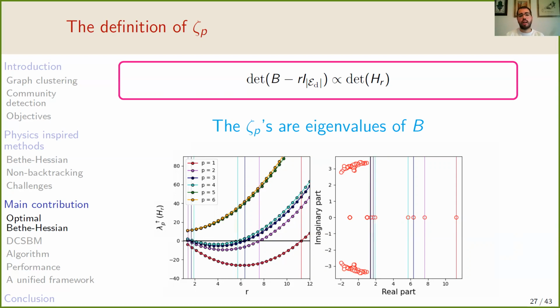Then these 4 eigenvalues become positive again, as I showed in the slide just before, when r is equal to zeta_4, 3, 2, and 1. So the zeta_p's are isolated eigenvalues inside the bulk of the non-backtracking matrix.